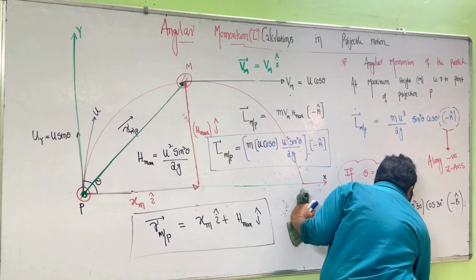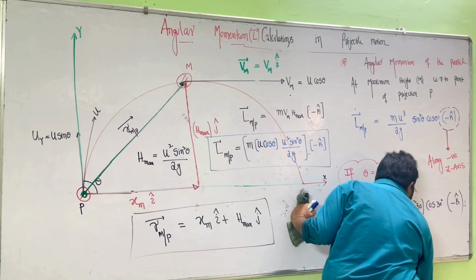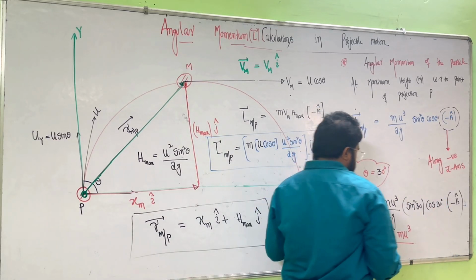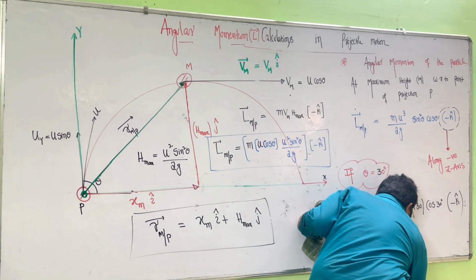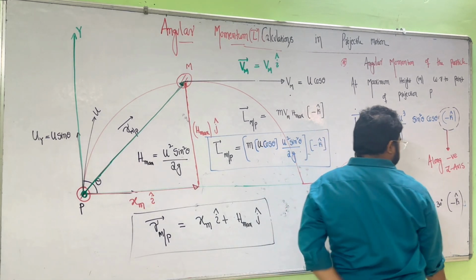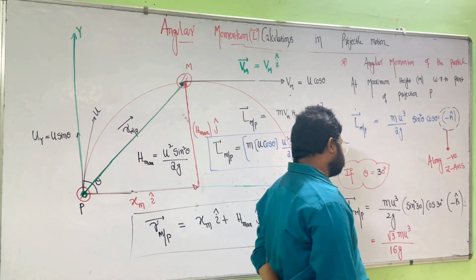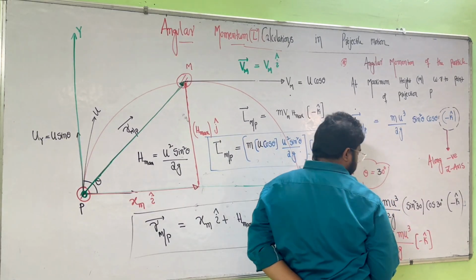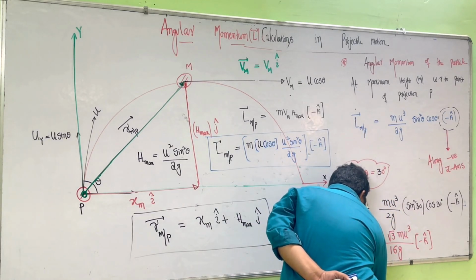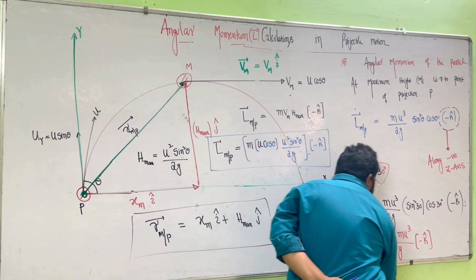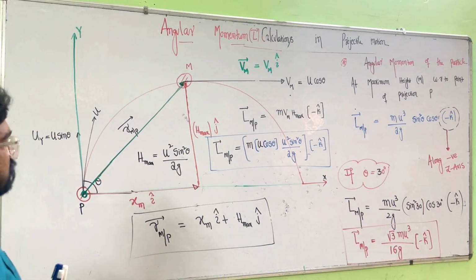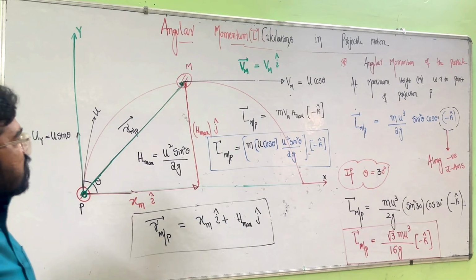Root 3 m u cube by how much? 16G. 1 by 2, 4. 4 2 is 8. 8 2 is 16. This is minus K cap. This is along this direction. It is very important. Along negative Z axis. Are you getting the same?